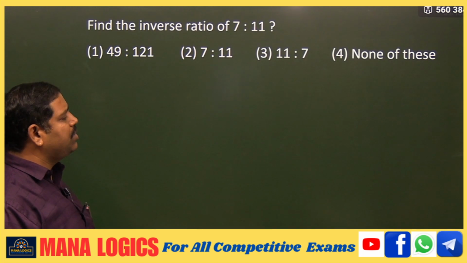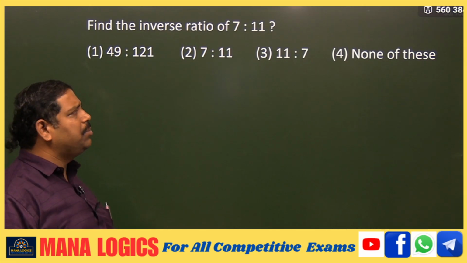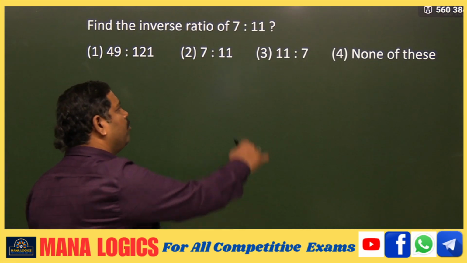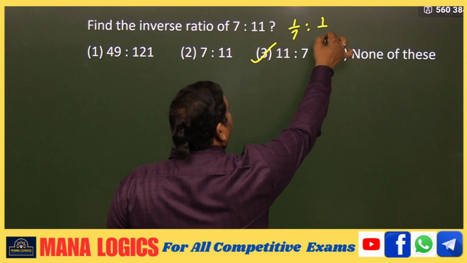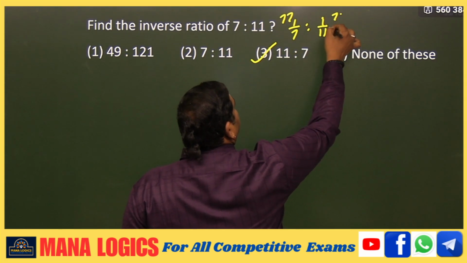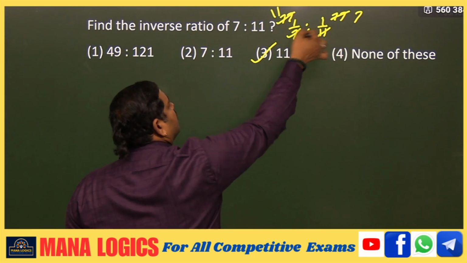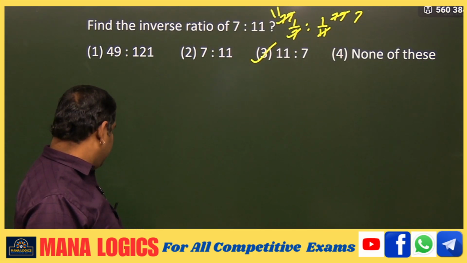Find the inverse ratio of 7 is to 11. So inverse ratio, if you already memorized the concept, directly you can say 11 is to 7. Already in the basics I have explained you. Else you have to go with 1 by 7 is to 1 by 11. Then you have to take the LCM of 7 and 11, it is 77. Multiply both with 77. So 11 ones, 11 sevens, 7 ones, 7 elevens. So finally answer is 11 is to 7. Anything you can do, because both are not lengthy, both are short only.